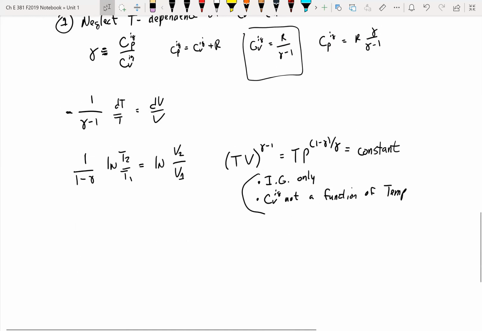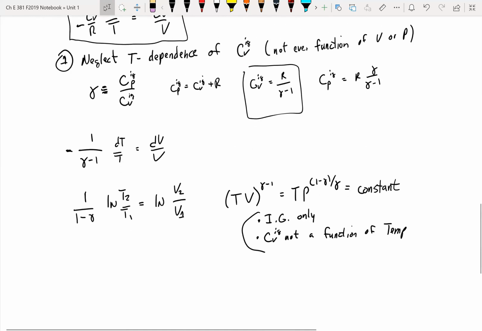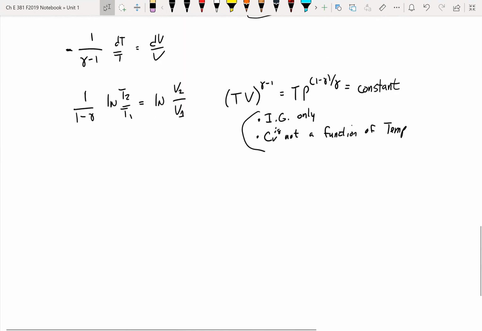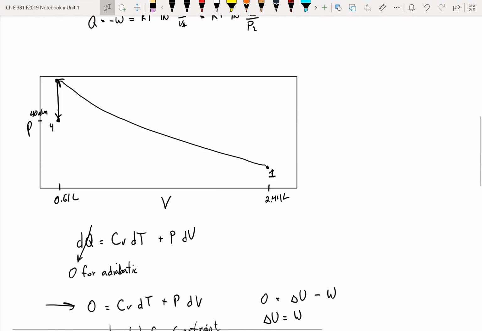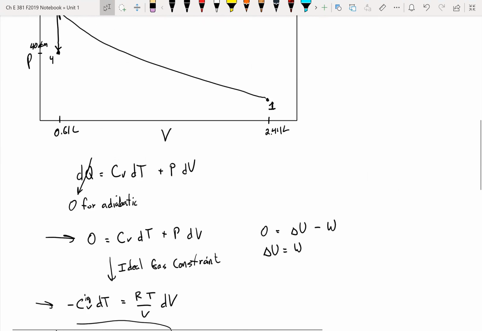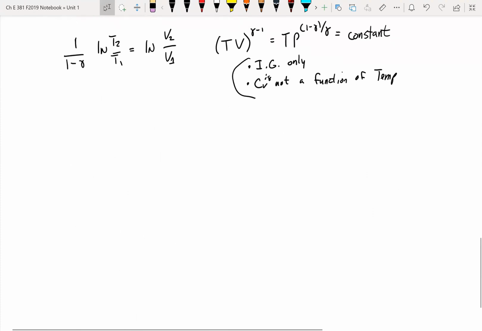I think this time I'm just going to show you a really quick example of what happens if you don't include the temperature dependence. So we're looking at this example still. So we're going from V1 equals 2.44 liters to V2 equals 0.61 liters.